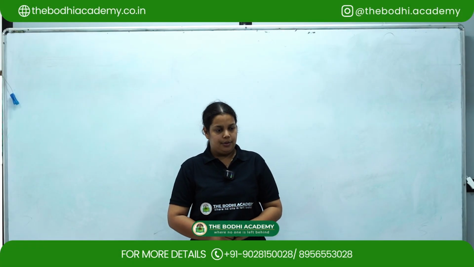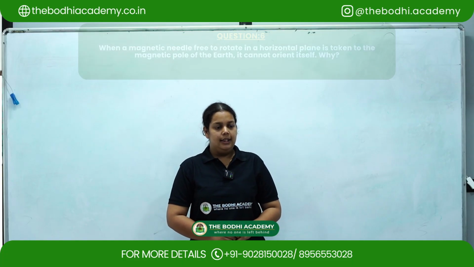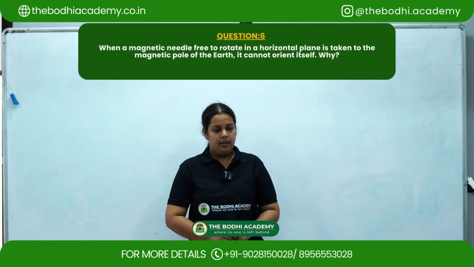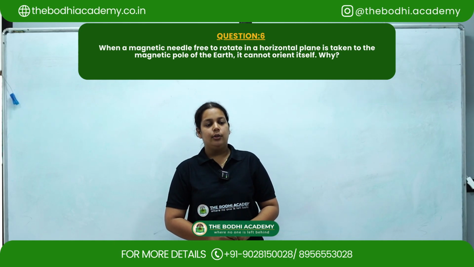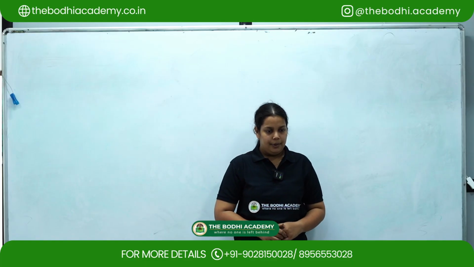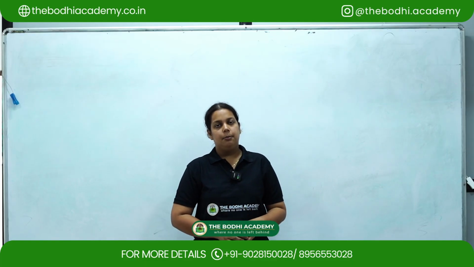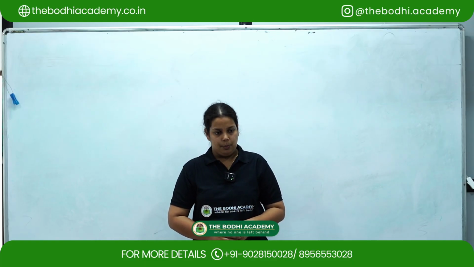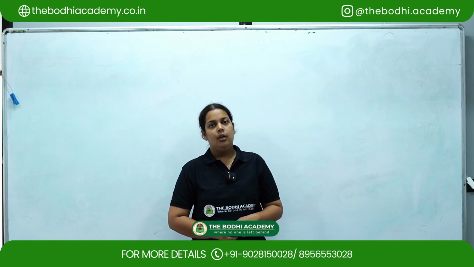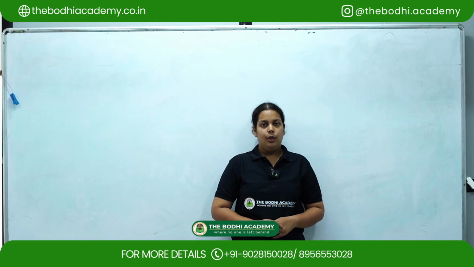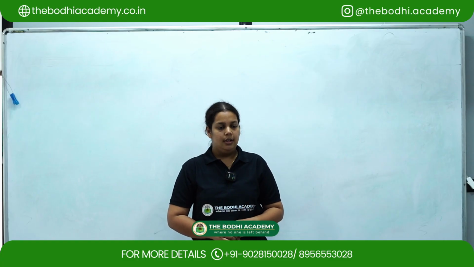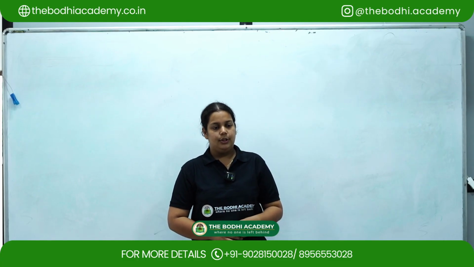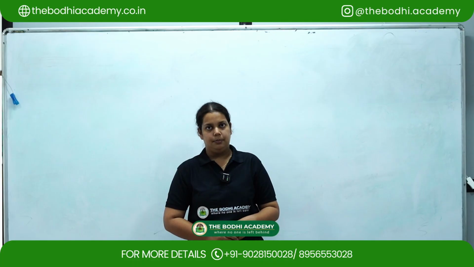Let's move on to the next question. When a magnetic needle free to rotate in a horizontal plane is taken to a magnetic pole of the earth, it cannot orient itself. Why? At the poles, horizontal component H is equal to 0. So the needle has no horizontal direction to align with. Therefore, it cannot align itself when the horizontal plane is taken to the pole of the earth.